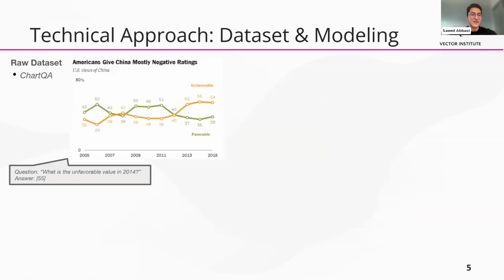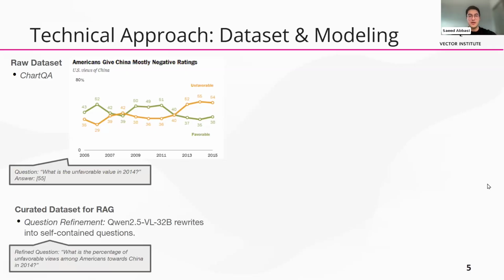All right. Thank you, Will. So if you can hear me fine, I'm going to go over the technical part and specifics of our methodology. First off, we started with a raw dataset of ChartQA, which is publicly available. Each row comes with a chart that could be a bar chart, a scatter plot, etc., in different categories, as well as a question and an answer, like what is the unfavorable view in 2014, and the answer is 55.